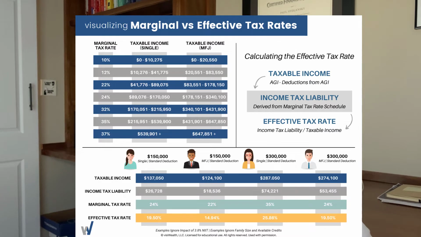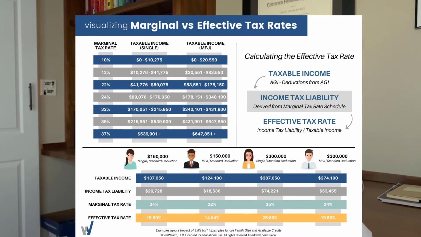This is the rate that you get by taking the total tax you pay and dividing it by your taxable income. If you look at the 4 examples below, you can see the first one, a single filer who makes $150,000 in income, has taxable income of $137,050. This individual is paying an effective rate of 19.5% and a marginal rate of 24%.